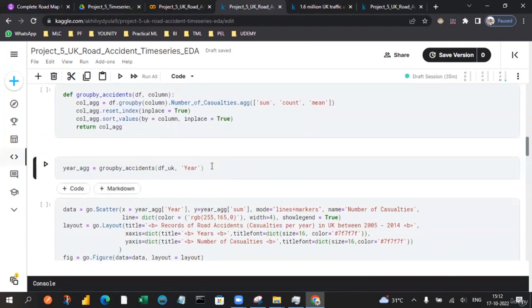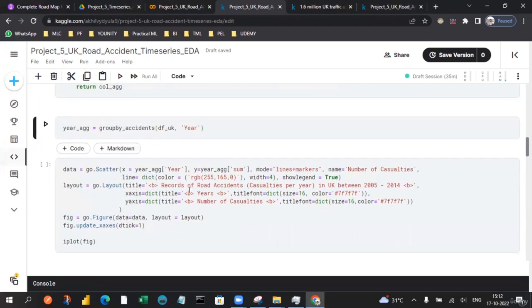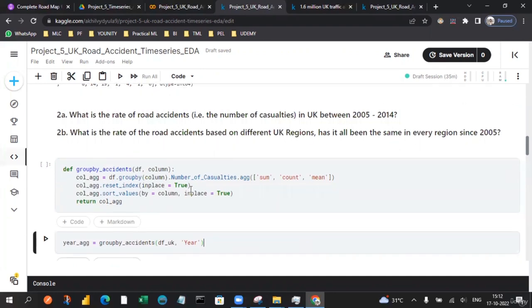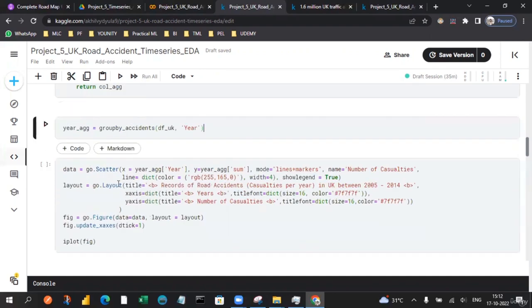So I'm using the UK data frame with the corresponding year, and let's extract the values corresponding to 2005 to 2014. I'm using a scatter plot to see the rate of accidents we have faced, and we're also providing different colors to show the year and the number of casualties.